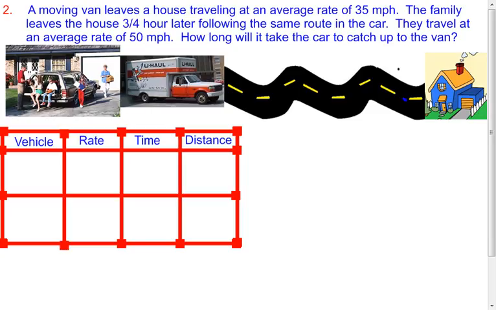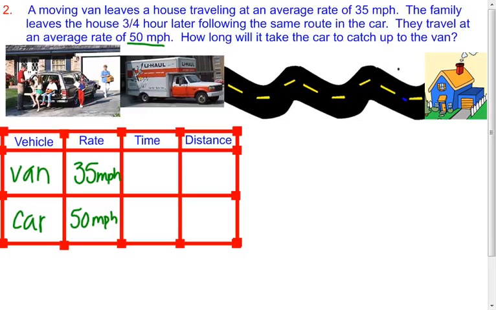A moving van leaves a house traveling at an average speed of 35 miles per hour. The family leaves the house 3/4 of an hour later, following the same route in a car. So you've got a moving van and you've got a car. The moving van is a little bit slow, so they travel 35 miles per hour. The car travels, if you read, at 50 miles per hour.